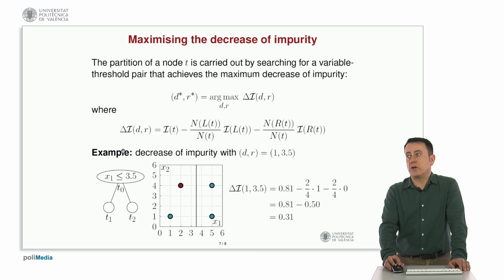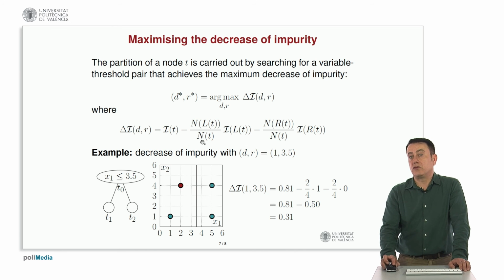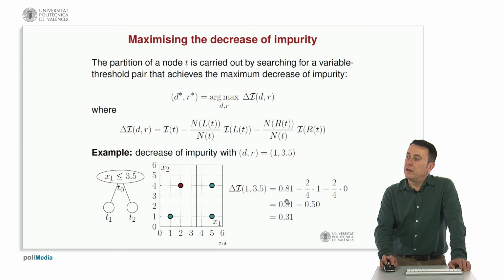Decrease of impurity is the impurity of the parent node, minus the impurity of the left node, and minus the impurity of the right node, and in both cases weighted by the number of samples in the left node with respect to the total number of samples in the parent node, analogously for the right node. So for instance here, when we build this tree classifier, the impurity of the parent node is 0.81.